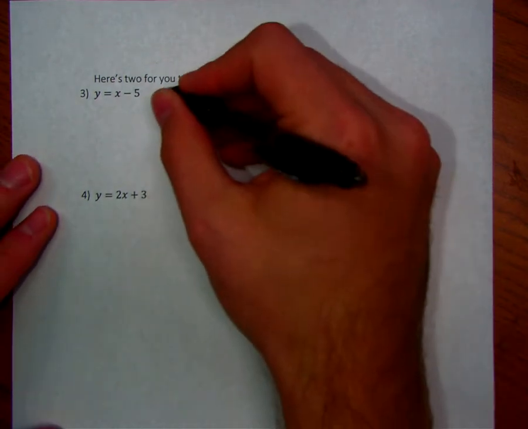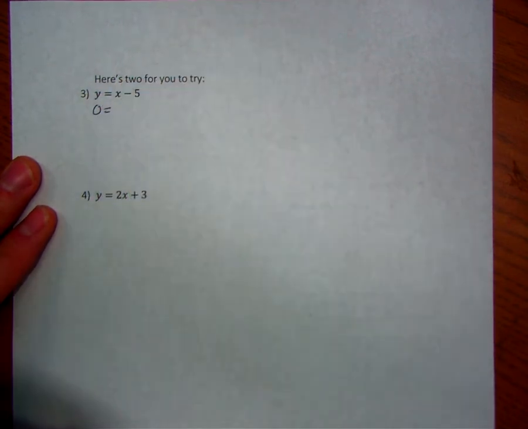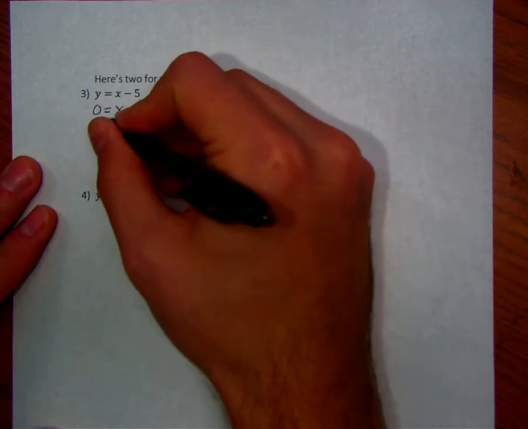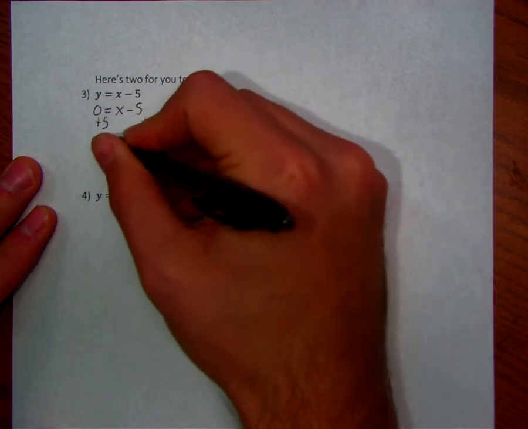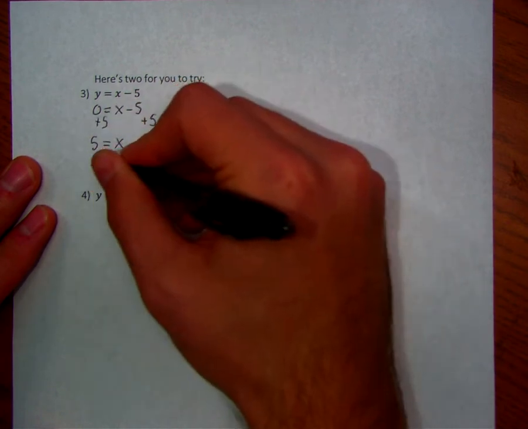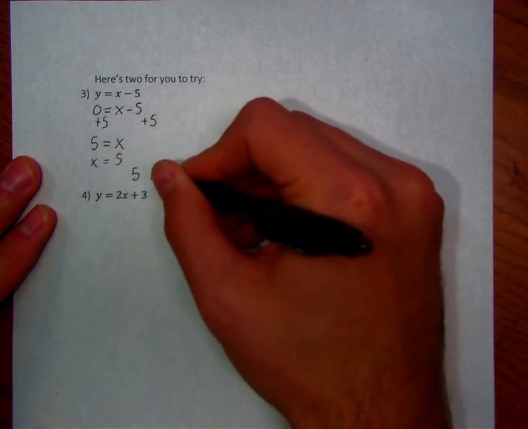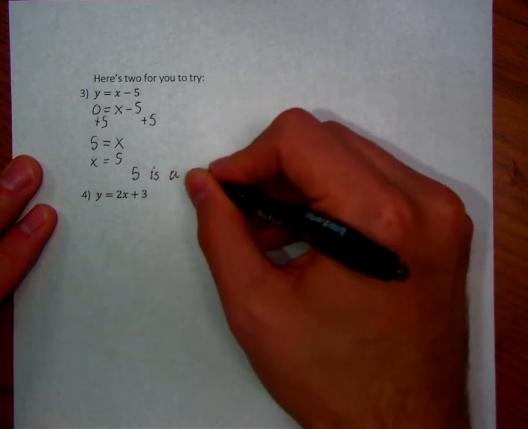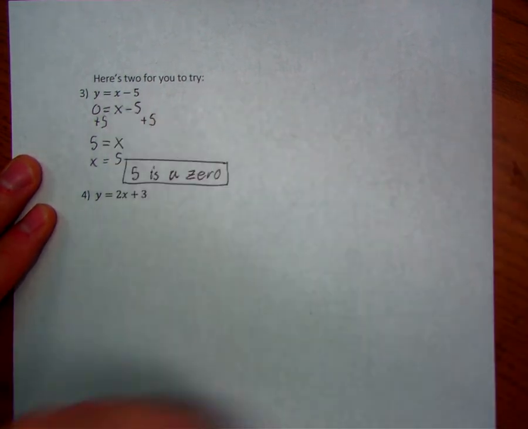So, if we set y equal to 0, what is x? Well, let's add 5 to both sides. And the resulting equation is just 5 is equal to x. Or another way to say that is x is equal to 5. That means when I set y equals 0, 5 is what x has to be. 5 is the x value, which means 5 is what's called a 0. 5 is a 0 of that function.